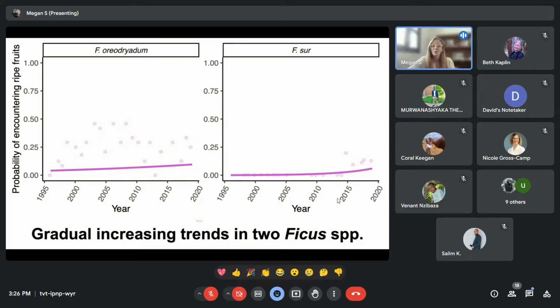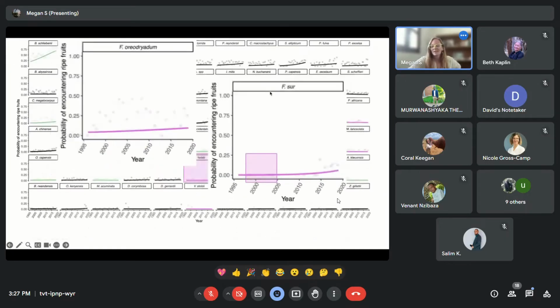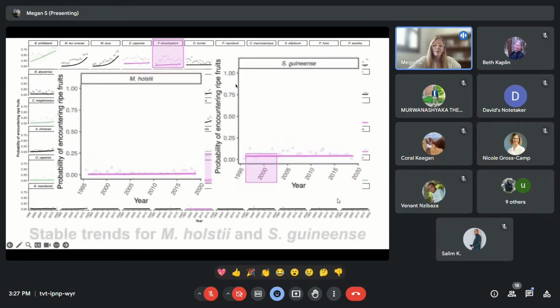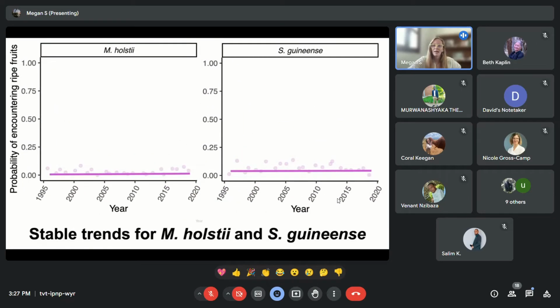Both of them have very gradual increasing trends over time, which is pretty good news because you don't see those types of big declines in these key fruit species, like for some of the tree species they were looking at in Lopé. And then you have Myrianthus holstii and Syzygium guineense, which don't show as much of an increase, but have a stable trend over time, meaning they're not producing more and more fruits, but we also don't see those big declines similar to what the researchers saw in Gabon.